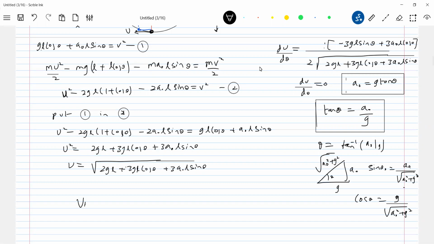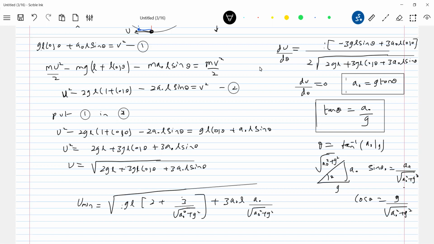So substituting that, we'll get u minimum equal to the root of 2gl plus 3gl times cos theta, which is g by root of a naught square plus g square, plus 3a naught L times sin theta, which is a naught by root of a naught square plus g square. Okay, this will be the minimum velocity.